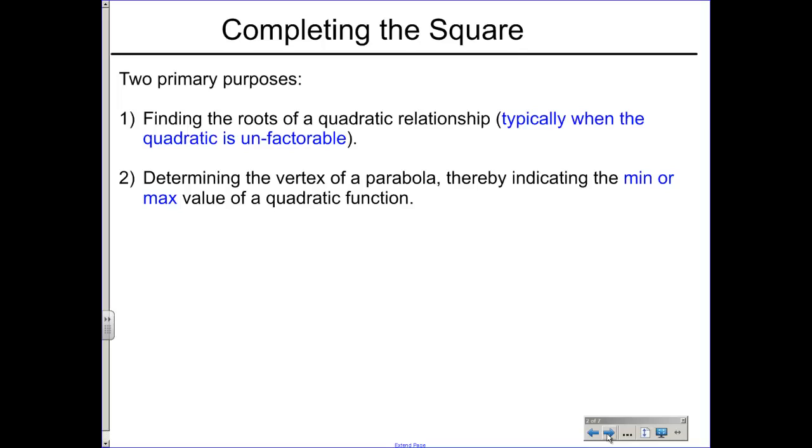First thing about completing the square is its two primary purposes. Number one, finding square roots of a quadratic relationship, and we typically use this when the quadratic is unfactorable. It can be done when it is factorable, but most of the time it's because it's not factorable that we use this technique. Number two, determining the vertex of a parabola. And if we know where the vertex is located on the parabola, we can then tell what the min or max value of the function is.